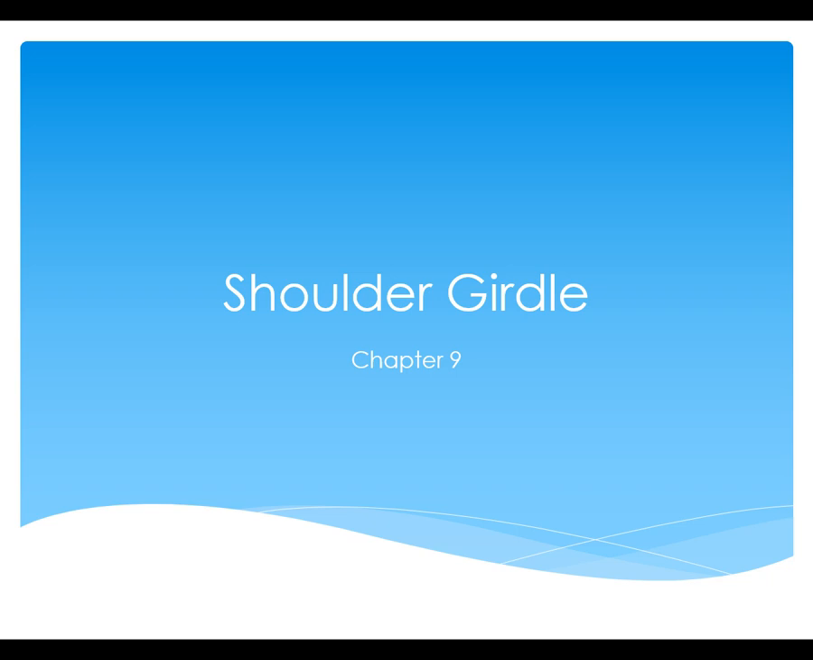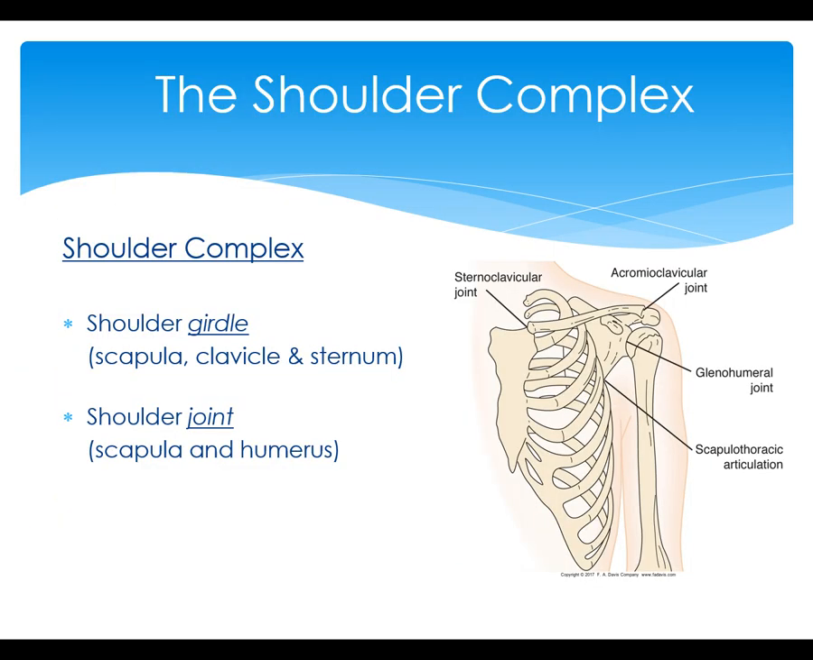We begin Unit 4 with Chapter 9, which is the shoulder girdle. This is a picture of the shoulder complex. This is comprised of the shoulder girdle, which includes scapula, clavicle, and sternum, and also includes the shoulder joint, which is comprised of the scapula and the humerus.